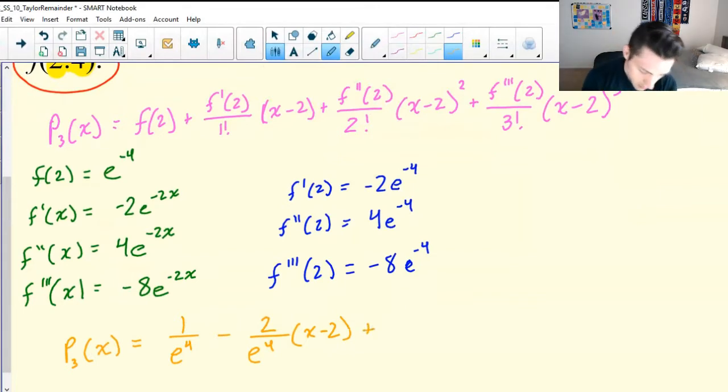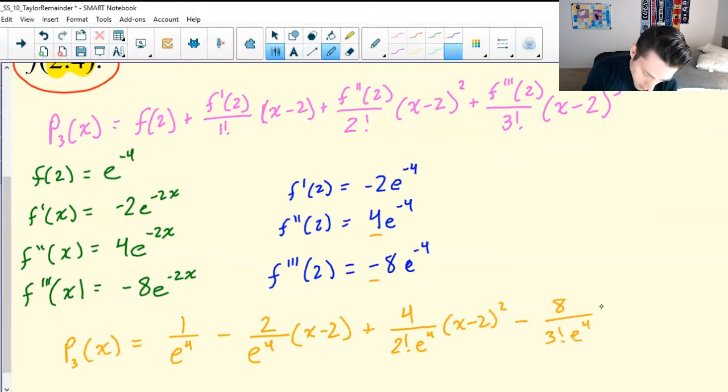To the next term. The next term has a positive 4 as the coefficient, that's why I'm putting a plus sign. So plus 4 over 2 factorial times e to the 4th, x minus 2 squared. The next term has a negative coefficient, so I'm going to put a minus sign. Minus 8 over 3 factorial times e to the 4th, x minus 2 cubed.